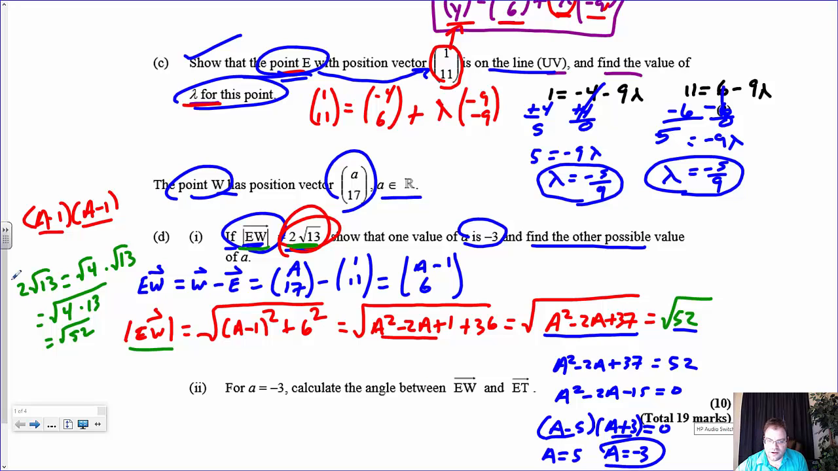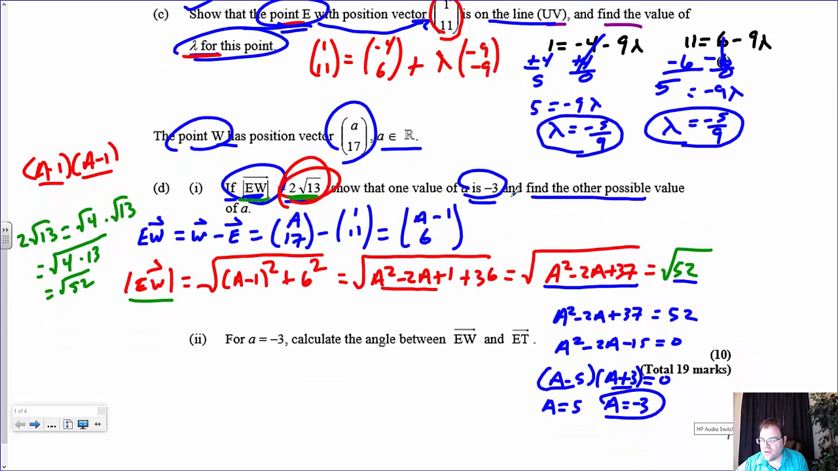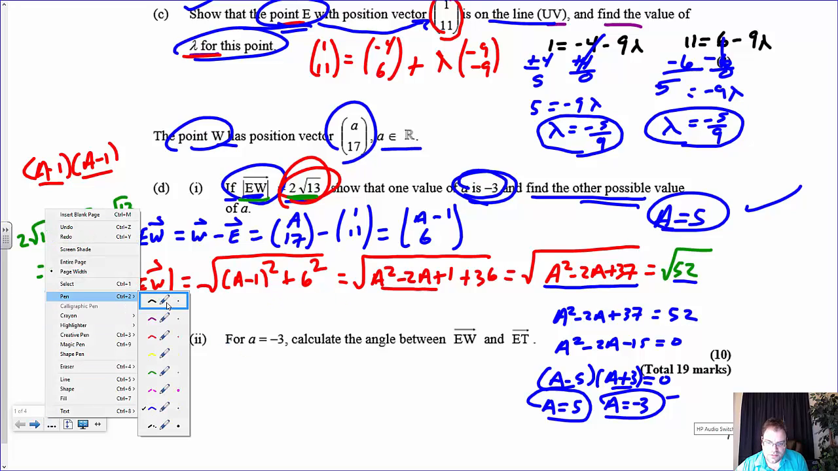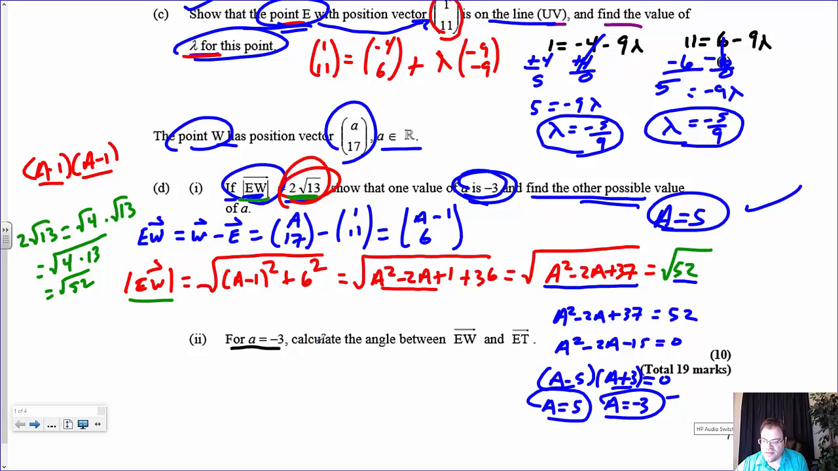Now, I look at the answer here, and I already know A is negative 3. That's one of the answers. The other possible answer is A equal to 5. Okay? So we're going on to the next question. Let's go ahead and change my pen color. For A is negative 3, calculate the angle between EW and ET. All right.